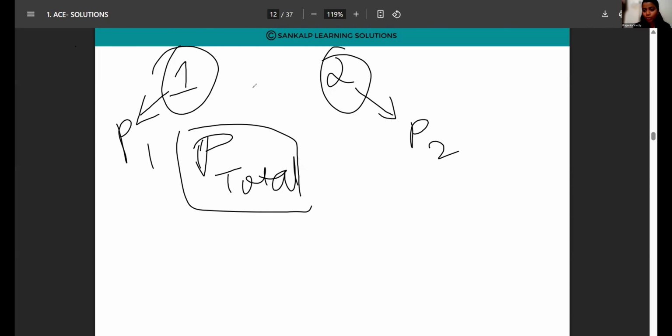Now you know what P1, P2 are. Let's move on to X1, X2. X1, X2 you have studied previously. What is that? Mole fractions. X1 is the mole fraction of the first liquid. X2 is the mole fraction of the second liquid. So simply let us move on.